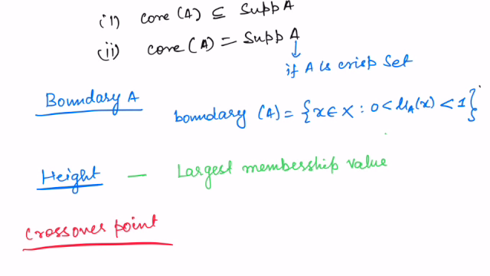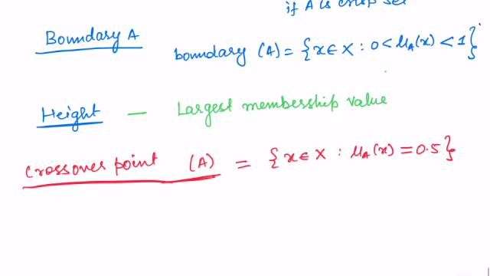So crossover point. What is a crossover point of, say, any fuzzy set A? The crossover point of any fuzzy set A is the collection of all those points of capital X where the membership grade or membership value is 0.5. So this is the crossover point. Let us see this with an example.